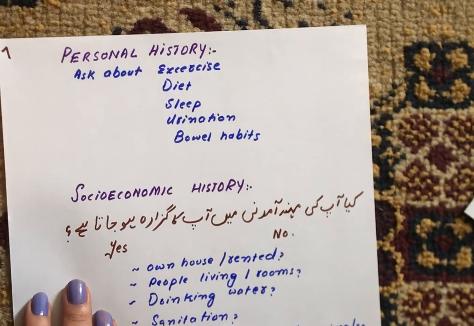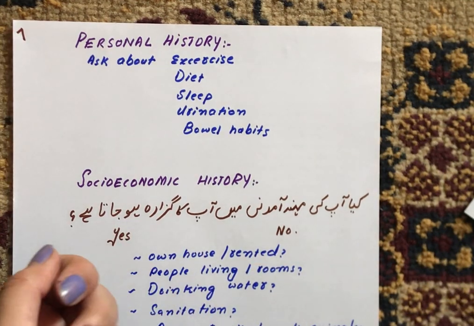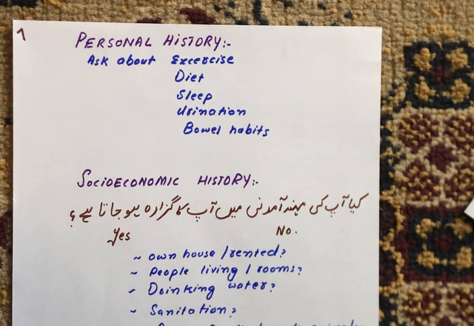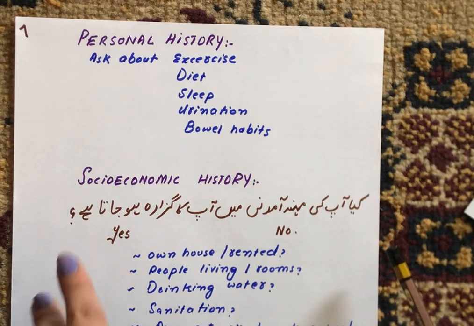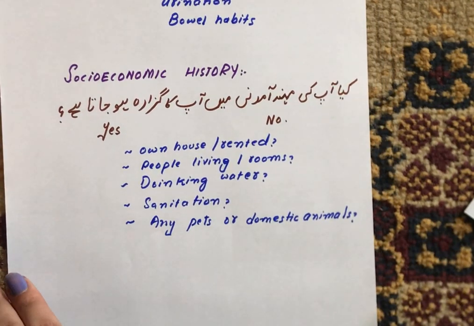Moving on to personal history, ask about exercise, diet, sleep, urination, bowel habits. Are they all normal or not? Are they affected by the disease? Moving on to the socio-economic history.